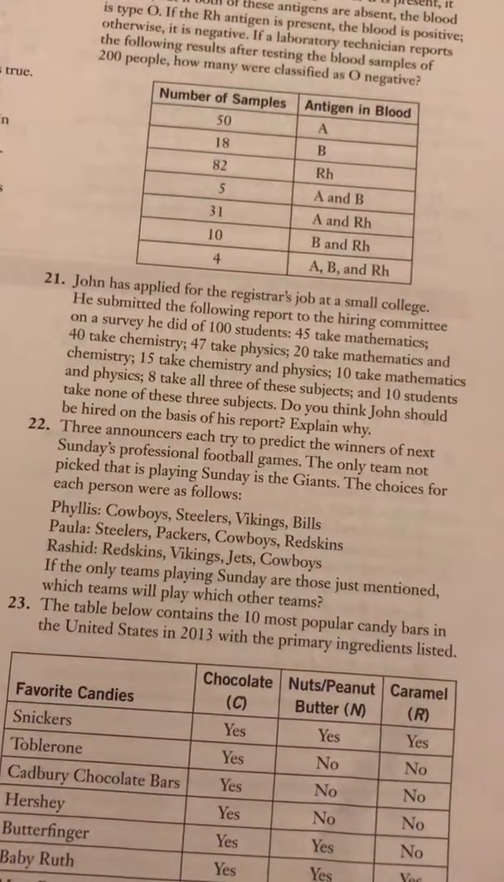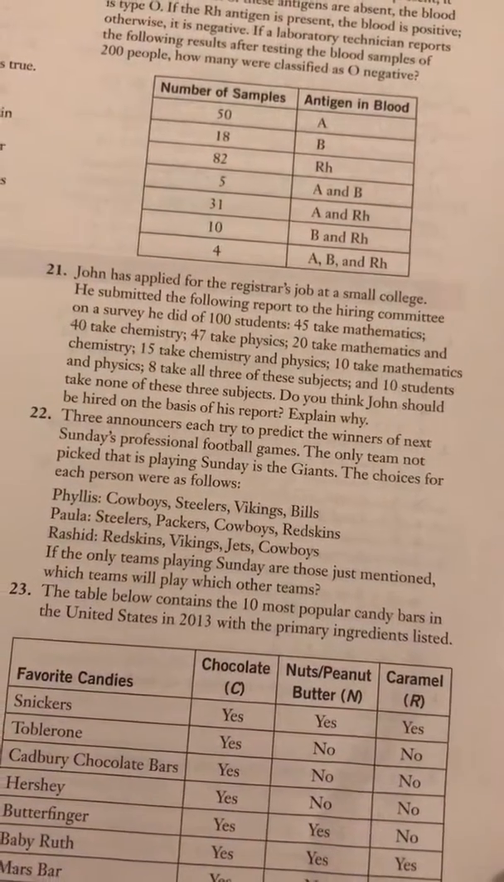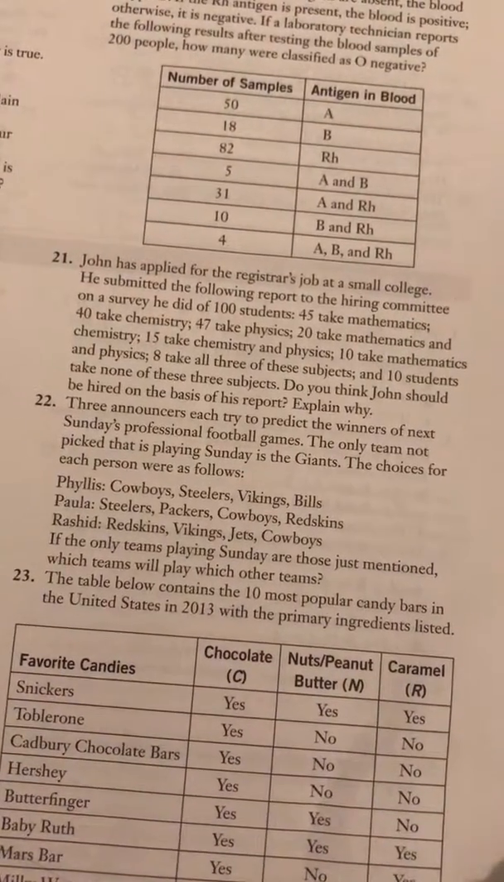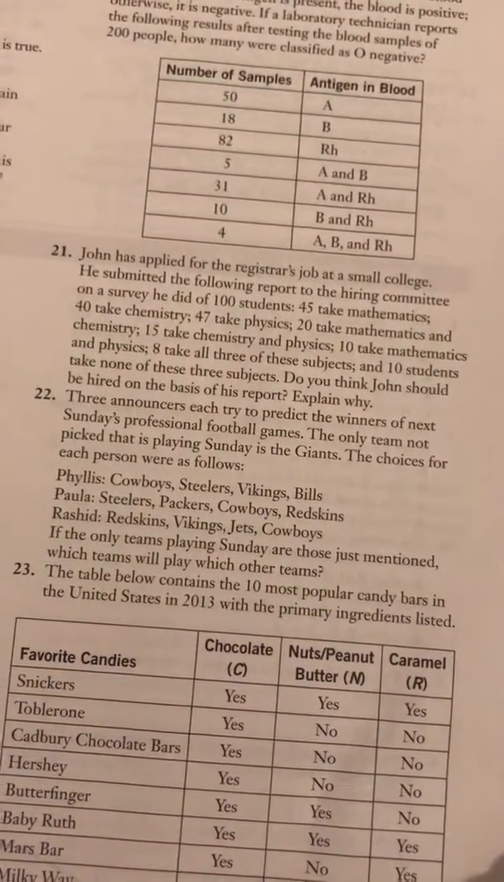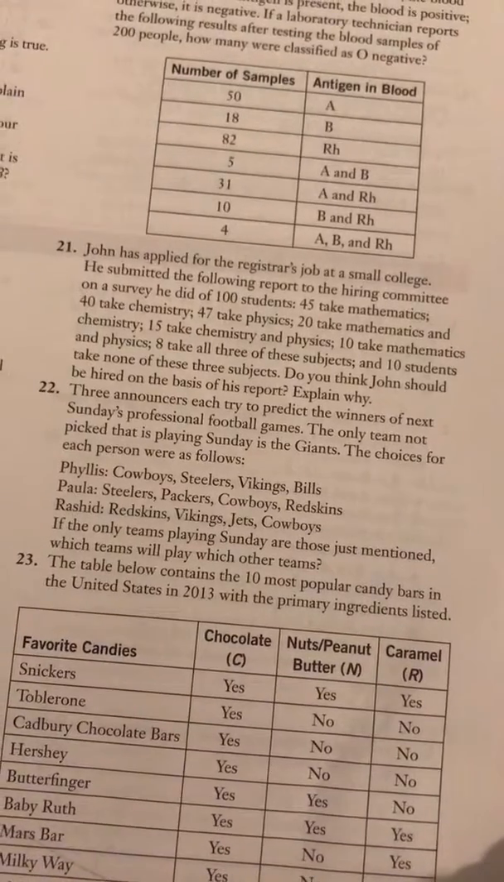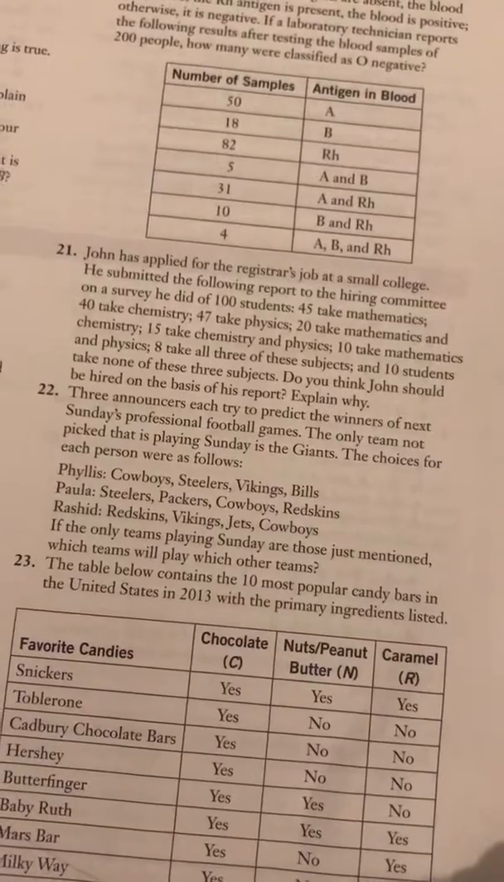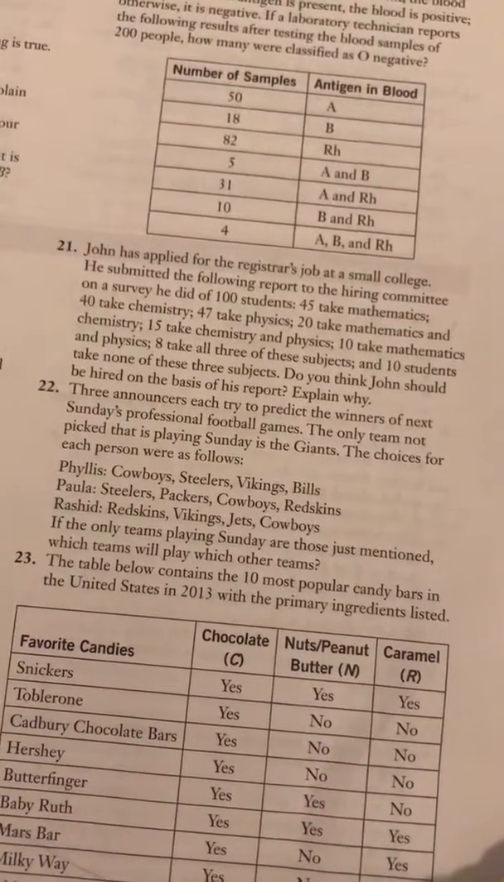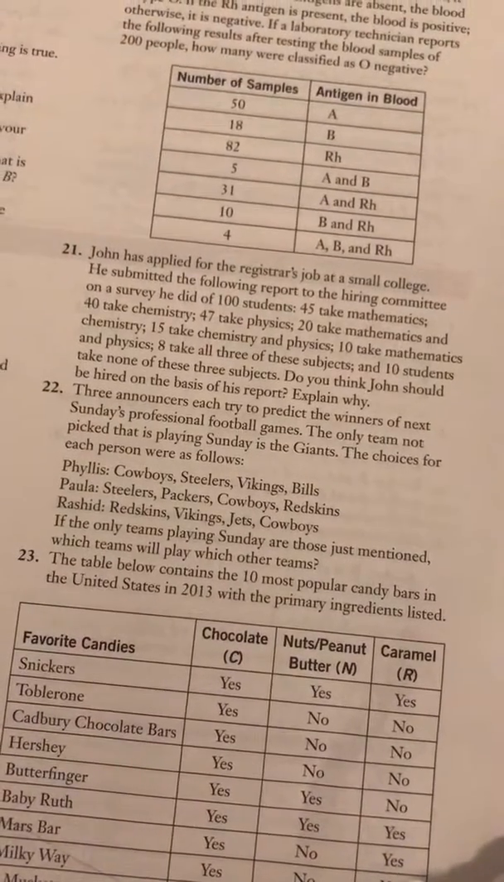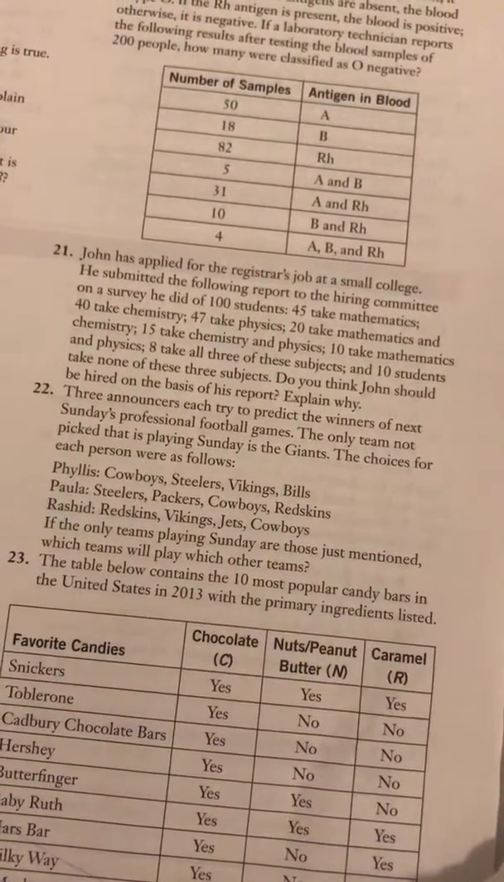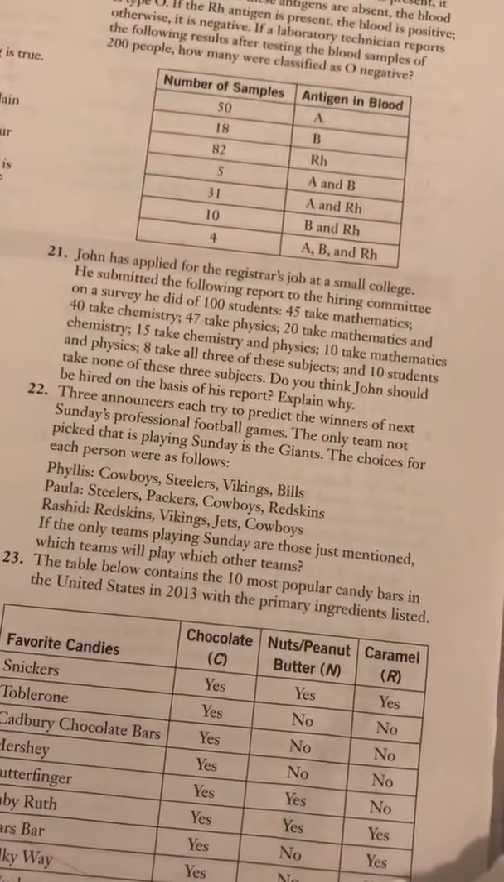He submitted the following report to the hiring committee on a survey he did of 100 students. 45 take mathematics, 40 take chemistry, 47 take physics, 20 take mathematics and chemistry, 15 take chemistry and physics, 10 take mathematics and physics, 8 take all 3 of these subjects, and 10 students take none of these 3 subjects. Do you think John should be hired on a basis of his report?